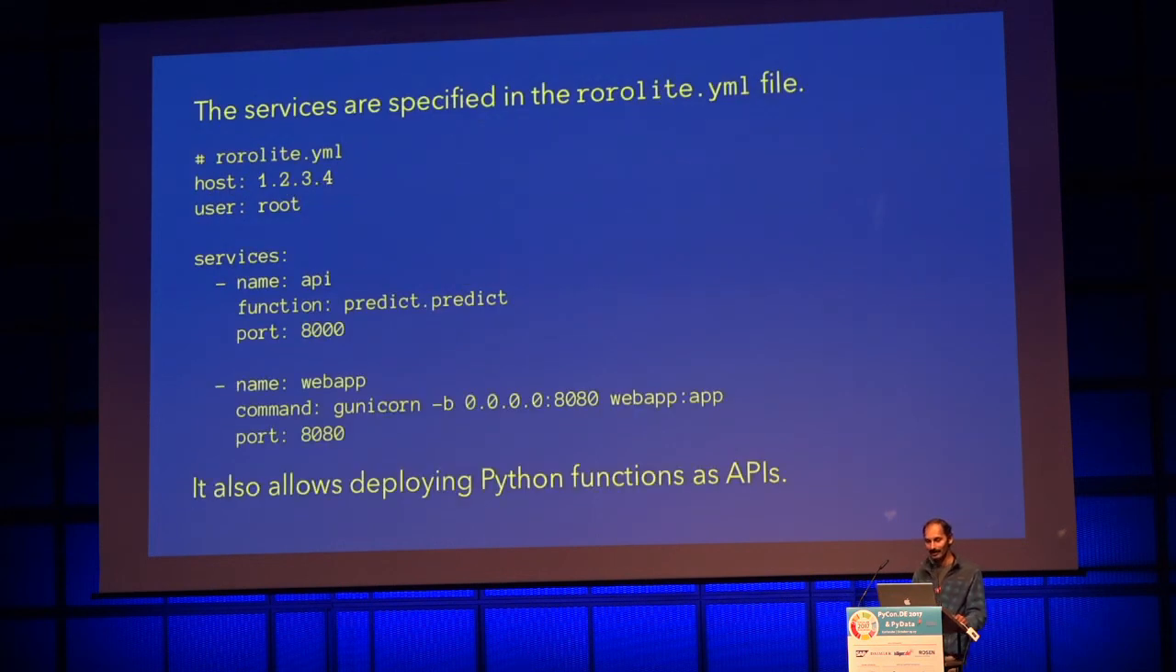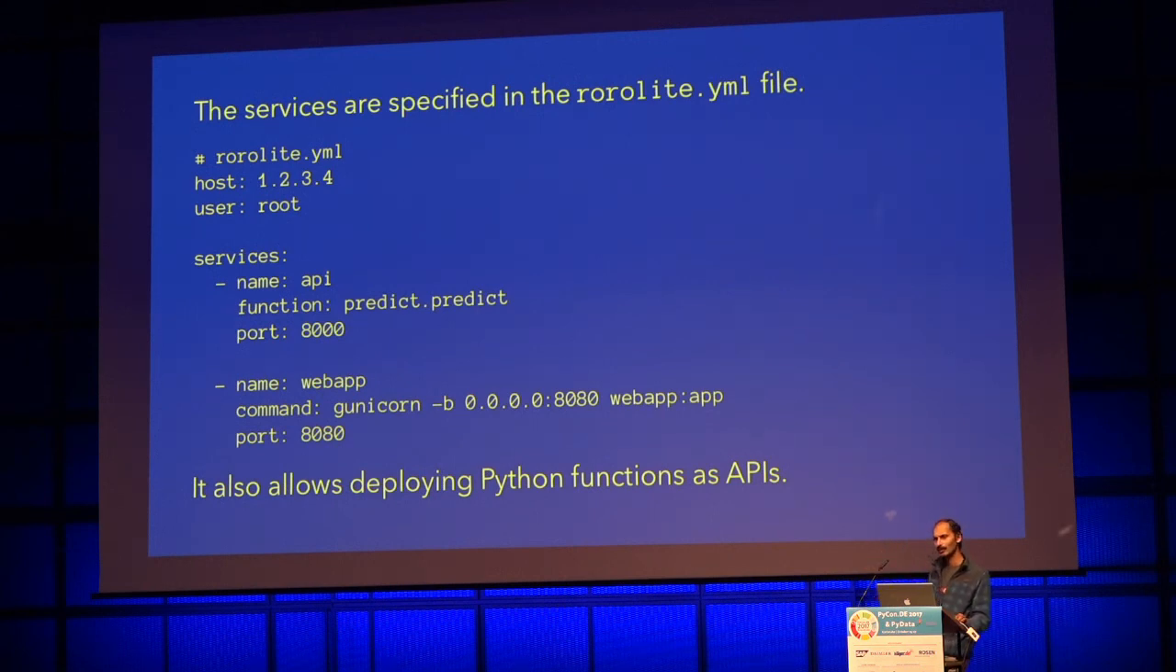This is the URL for that. The way it works is it's pretty close, so it mimics the API of the platform. So you write a roro-light.yml. Instead of saying what project and other things, you say what's the host name, so you have to log into the server, and what's the username to log in, and specify services.